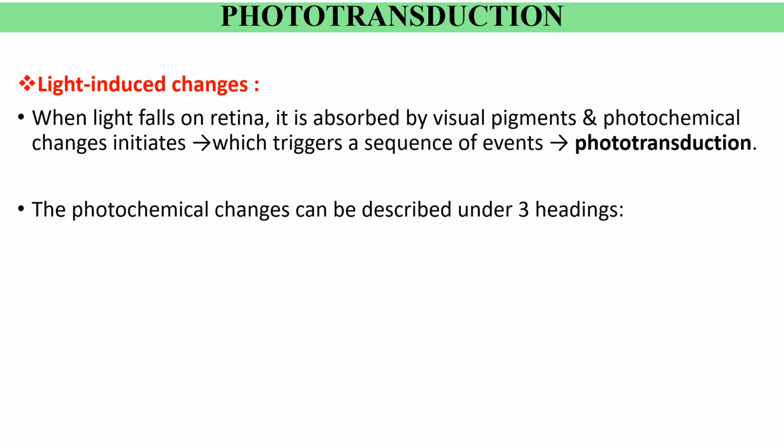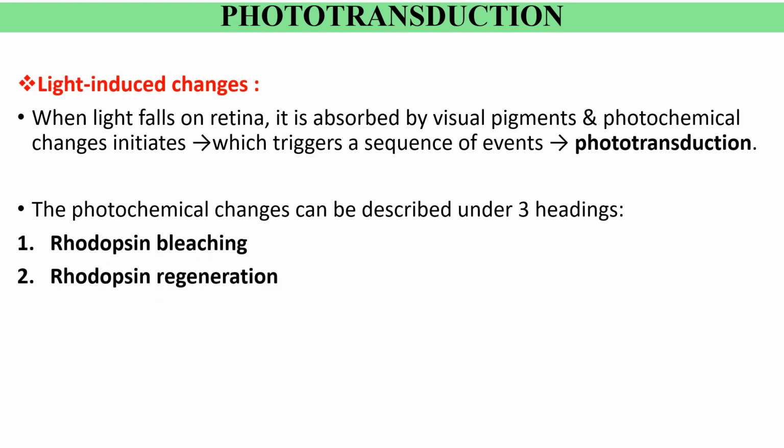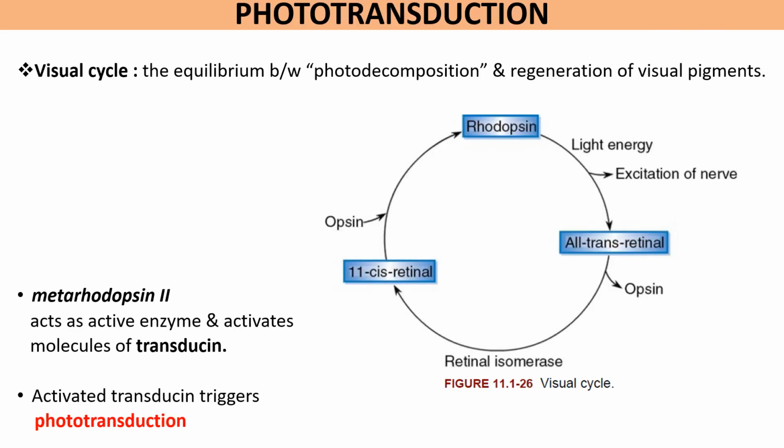The concept of phototransduction can be explained in brief by knowing that whenever light falls on the retina, it is absorbed by the visual pigments, namely rhodopsin or iodopsin, and this causes a photochemical reaction to occur inside the photoreceptors. The sequence of events that occur is called phototransduction. The photochemical changes inside the photoreceptors are of three types: rhodopsin bleaching, rhodopsin regeneration, and visual cycle. The visual cycle is the state of equilibrium between photodecomposition, that is, separation of all-trans retinal and opsin protein from rhodopsin, and regeneration of the visual pigments.